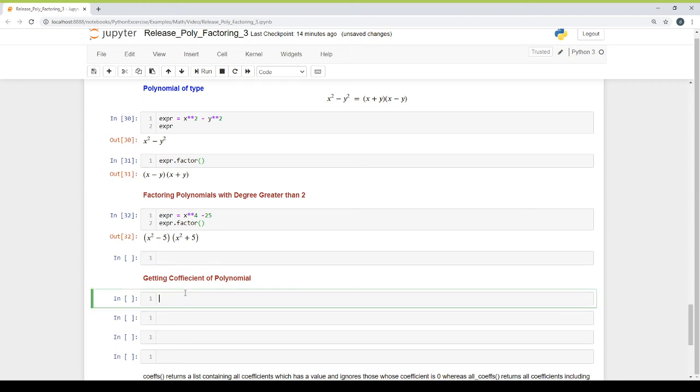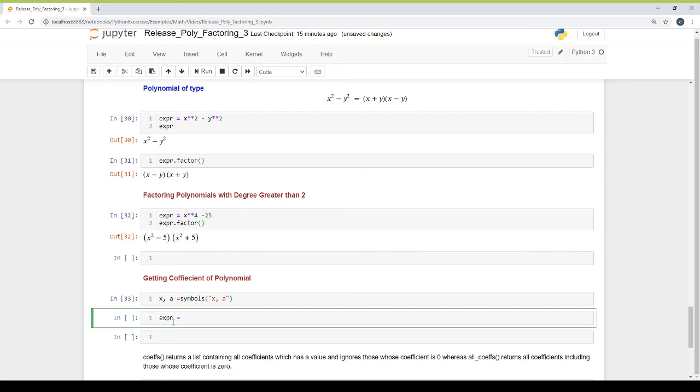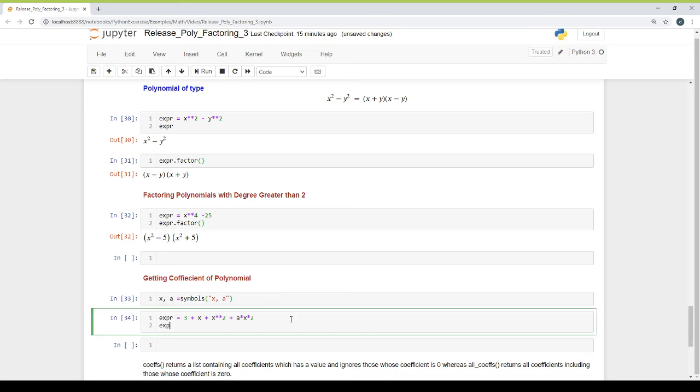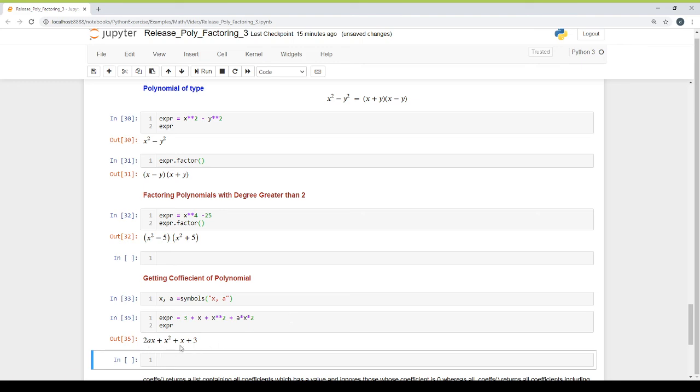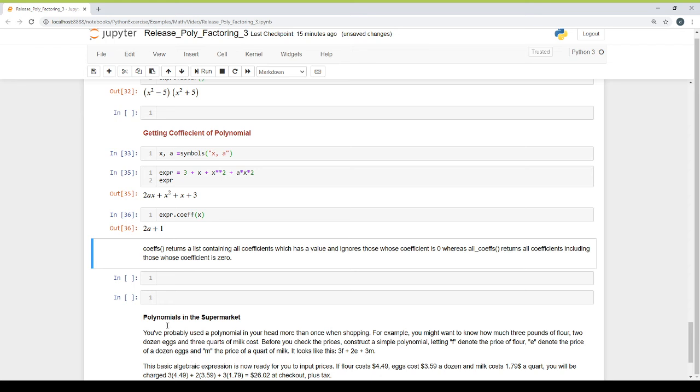Now getting coefficients of a polynomial. For getting coefficients of a polynomial, suppose we have defined two symbols, x and a is equal to symbols x comma a, and then our expression is equal to 3 plus x plus x square plus a into x into 2, shift enter. Let's print it, expr, shift enter, it's 2ax plus x square plus x plus 3. Now when you call the coefficient method, expression dot coeff, coefficient of x, it will return you 2a plus 1.